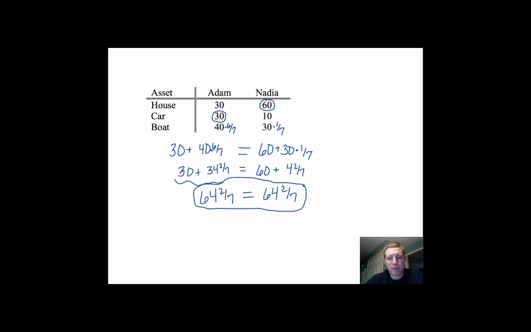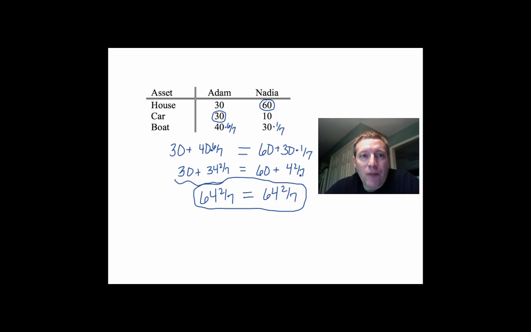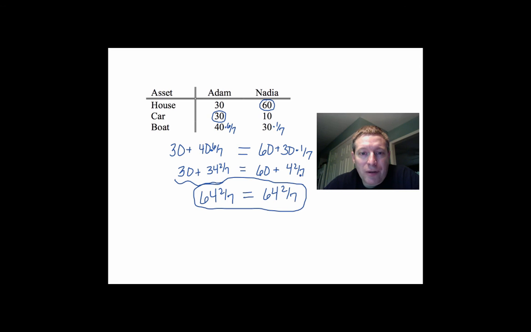So both people mathematically get 64 and 2/7 points of the stuff that they bid on, which mathematically is perfectly fair. They just have to figure out how to share the boat in sevenths somehow, using sevenths of a year or something of that nature. So that is the adjusted winner procedure with a problem that was a little complicated.